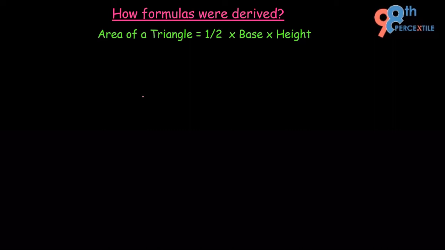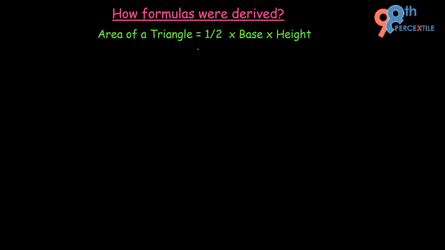Now, in this series, we are going to learn about the logic and reasons behind different formulas that we use. For example, in this particular video, we are going to learn how the area of a triangle is half times base times height, or we also say that the product of base and height divided by 2. So we have base times height divided by 2.